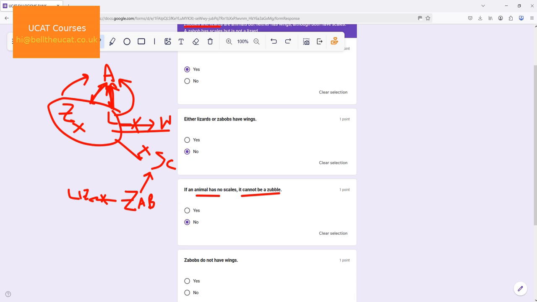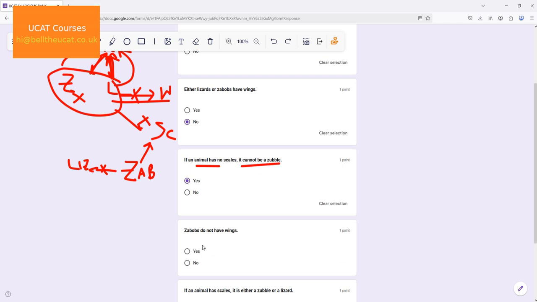Answer is yes, I'm going backwards. Remember the condition? I can go backwards. He's no scales, cannot be a zubble. I'm going against the arrow in negation, which is true. So that was right. That was a tricky one. One more time, why did we change our answer? Because I'm going against the arrow.